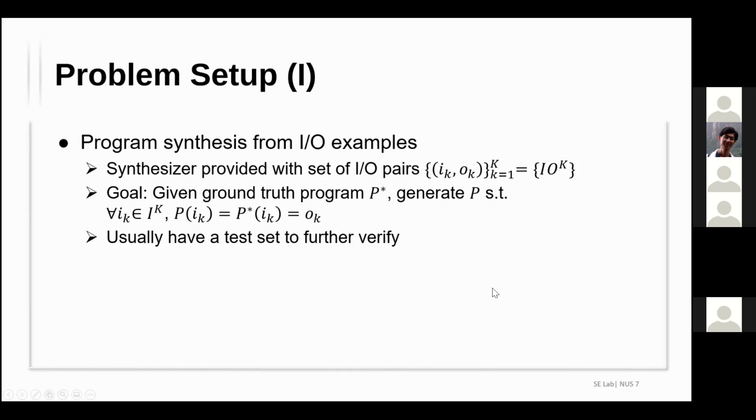Darren has a question here. Doesn't the programmer have to write a ground truth program anyway?